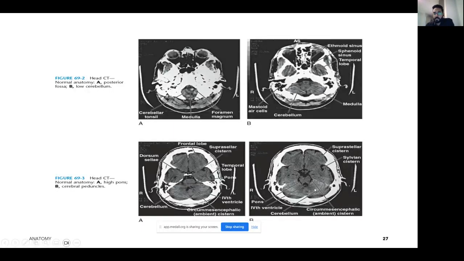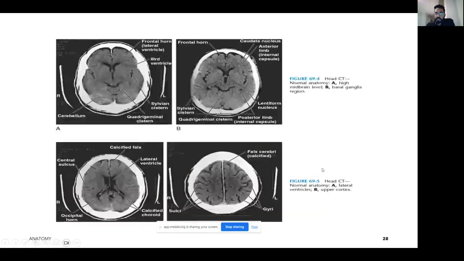Next level is at the cerebral peduncles, where another important structure comes into view. It is the sylvian cistern between the frontal lobe and the temporal lobe, the small space here. And the next stage, we are going into the high midbrain level, where we start to see the ventricles, the frontal horn of the ventricles, the third ventricle, and another important structure here in the form of a W, the quadrigeminal cistern. This W-shaped structure is the quadrigeminal cistern.